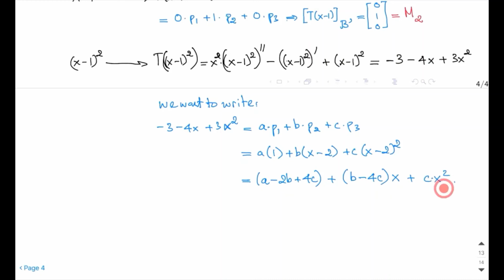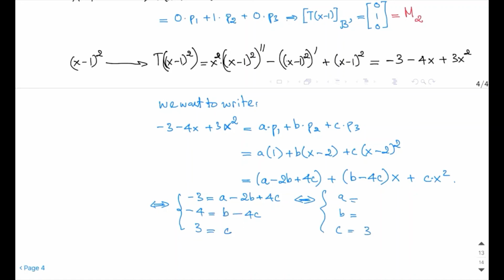Now you have two polynomials that are equal to each other. That means the coefficients will have to be the same. So this implies immediately that negative 3 will have to be the free coefficient a minus 2b plus 4c. Negative 4 will be the coefficient for the x, b minus 4c. And 3 is going to be the coefficient for the x squared, which is c. So you use back substitution and you are going to get a, b, and c. c is going to be 3, b being 8, and a is going to be 7.